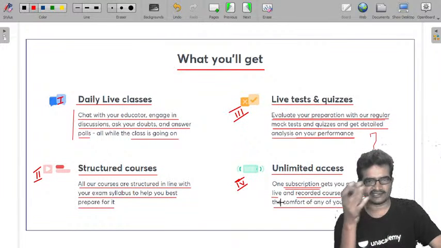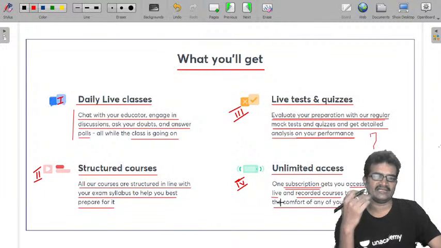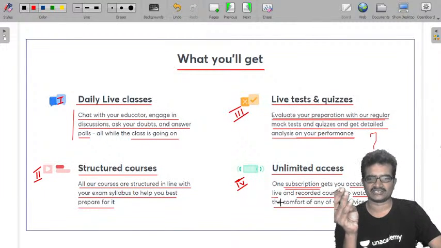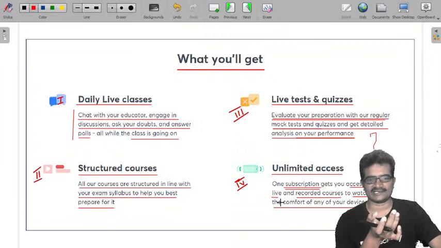We are not restricting it to only your laptop or mobile, not like that. Any of your devices: laptop you can use, desktop you can use, mobile you can use, or tab you can use. In any of these devices you can access all this.